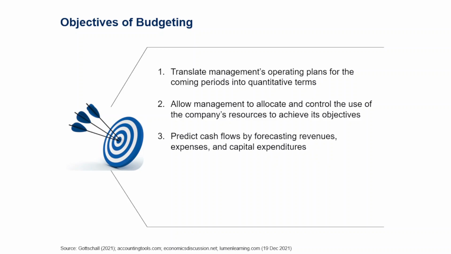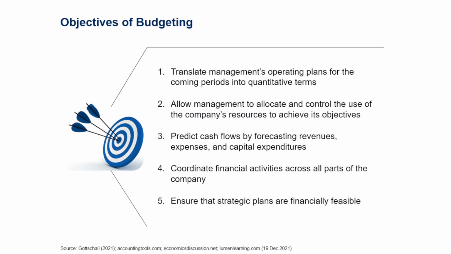The third objective is that we can predict cash flows by forecasting the revenues, expenses, and the capital expenditure. And so we can plan our cash in future periods. The fourth objective is to coordinate all the financial activities across all parts of the company. So that means also to coordinate financial plans across departments and to manage departments in each area. And the final objective is to ensure that the strategic plans are actually financially feasible and that we can achieve all our objectives with the financial resources that we have at our disposal.